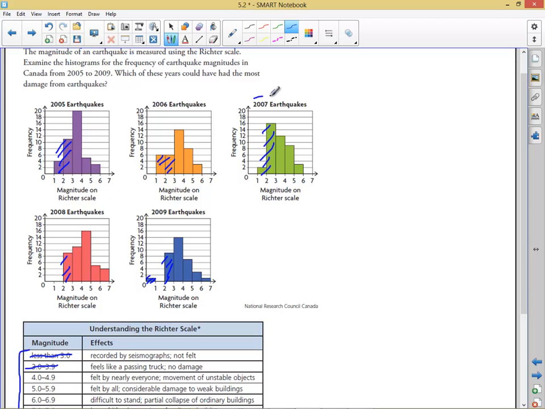For example, if you look at 2007, you see there's a large number of earthquakes, 16, from 2 to 2.3. And that may cause you to think that maybe 2007 was the worst year or had the most damage caused. And what we need to remember, and we go back to our question asked of us, which of these years could have had the most damage from earthquakes? So we're not going to consider anything from 0 up to 3 on the Richter scale because damage isn't caused.